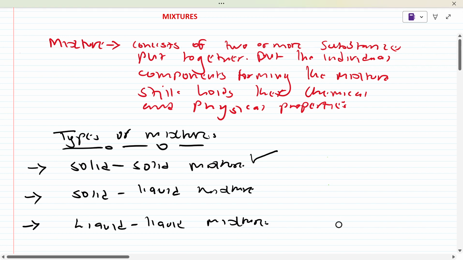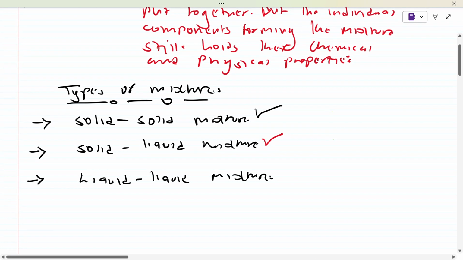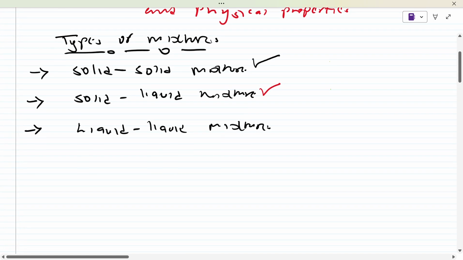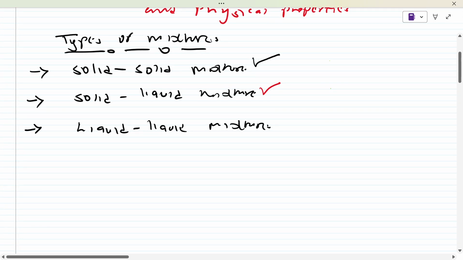I want to focus on the second stage. In the second stage I was talking about soluble and insoluble solid liquid mixtures. In my previous video I did an analysis of soluble, and in this one now I'm going to discuss insoluble solid liquid mixtures.